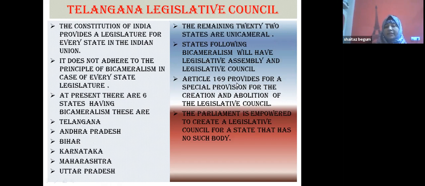According to Article 169, there is a special provision for the creation and abolition of the Legislative Council. Parliament is empowered to create a Legislative Council for a state which has none. The state which has one can also go for abolishing the Legislative Council, and the state which does not have one can opt for creating a Legislative Council with the permission granted by Parliament.